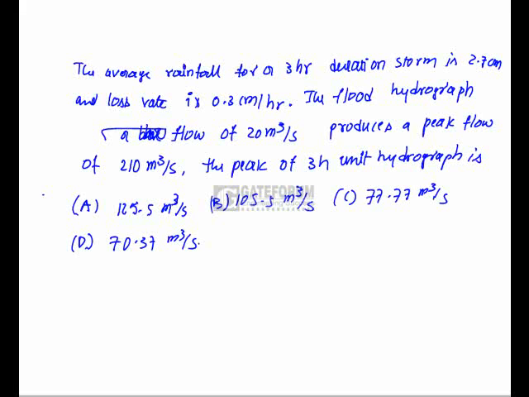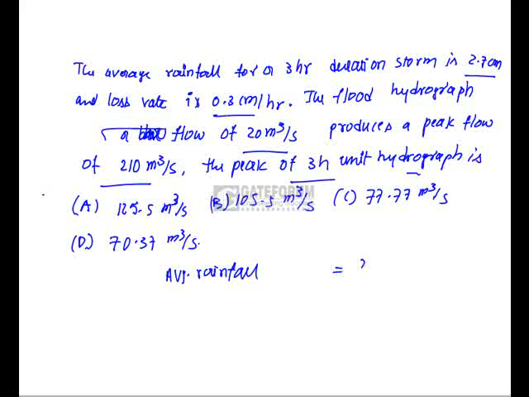The average rainfall for a 3-hour duration storm is 2.7 centimeters and the loss rate is 0.3 centimeters per hour. The flood hydrograph has a base flow of 20 cubic meters per second and produces a peak flow of 210 cubic meters per second. We have to find out the peak of the 3-hour unit hydrograph.